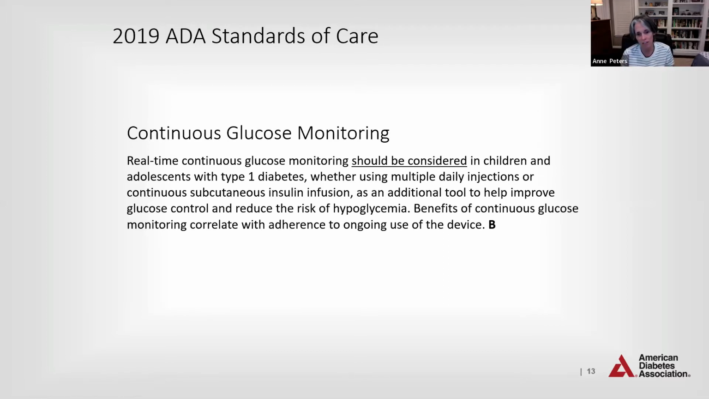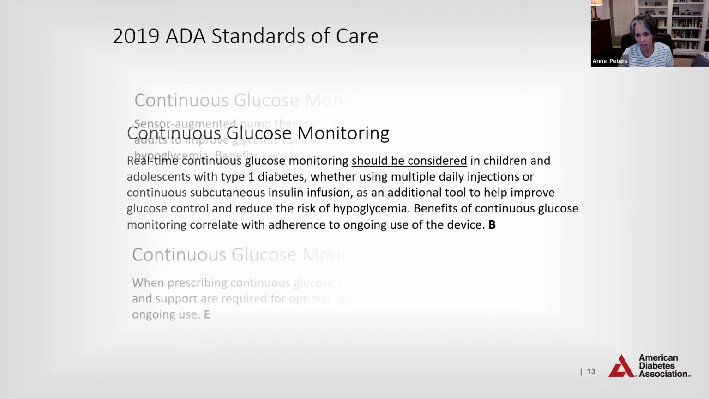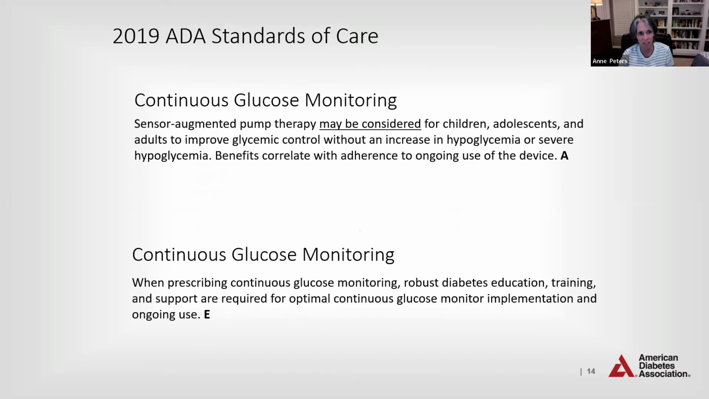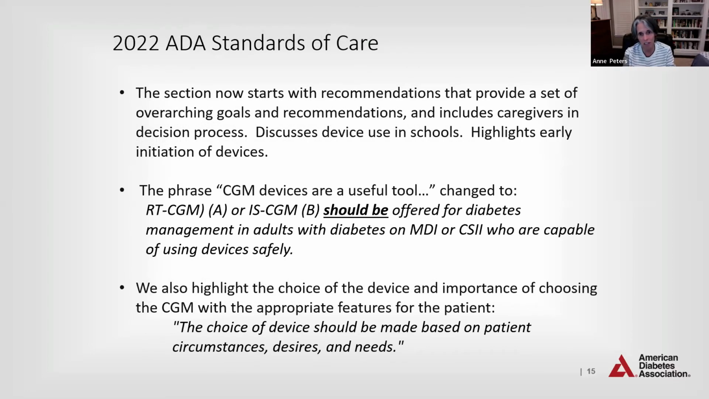So then we move on to looking at what we have then, which are sensor augmented pumps, and we say they may be considered, and we give that level A evidence because there was RCT data that showed it. And then we say that you need to give people education when you teach them how to use CGM, and that's level E because you can't really study that because you can't not teach somebody how to use something and test it. And then that was the basic thrust of what we talk about in 2019.